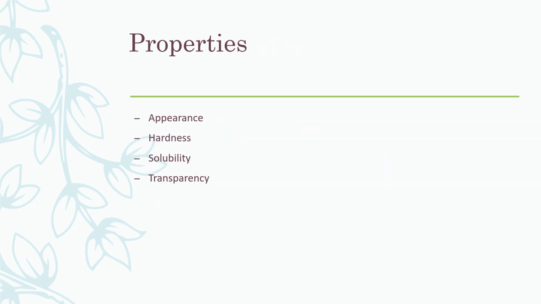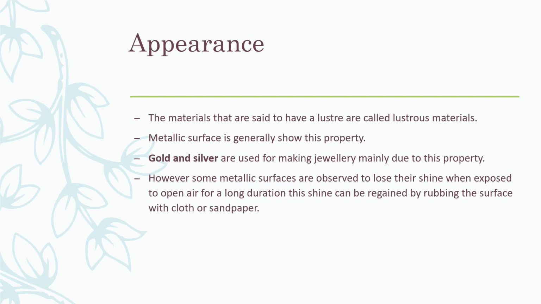So there are different types of properties on the basis of which the materials are sorted or differentiated from one another easily. These are appearance, hardness, solubility, and transparency. We'll go through them one by one. Now, what is appearance? The materials that are said to have a luster, another word for luster is shine, are called lustrous materials. Like metallic surfaces, they generally show the property of luster.